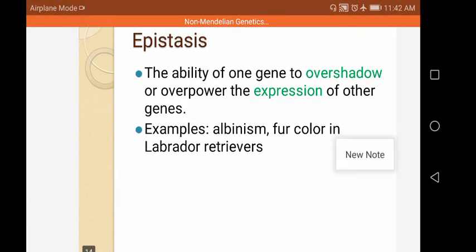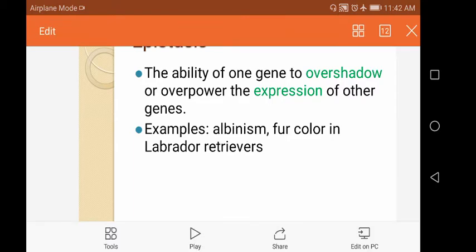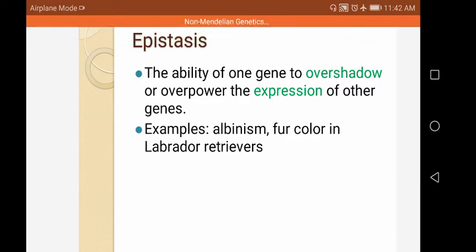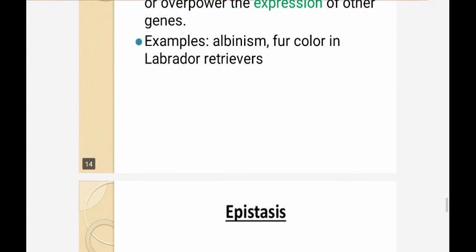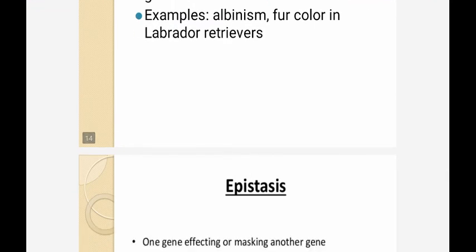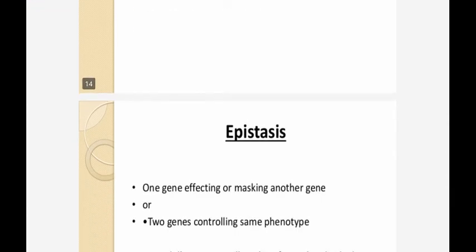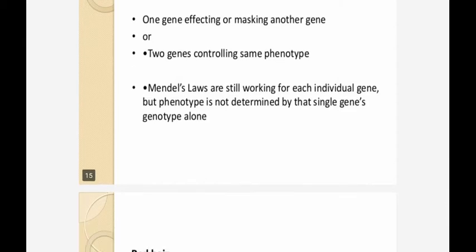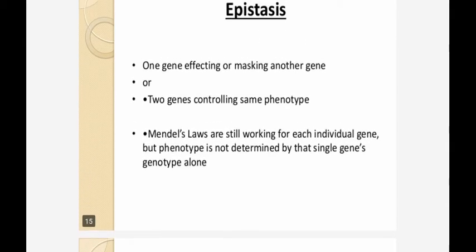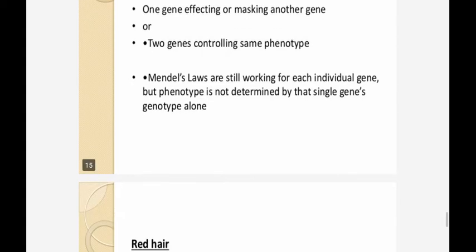Then epistasis: the ability of one gene to overshadow or overpower the expression of another gene. Albinism and fur color in Labrador retrievers are examples. Two genes control the same phenotype. Mendel's laws are still working for each individual gene, but the phenotype is determined by more than a single genotype alone.